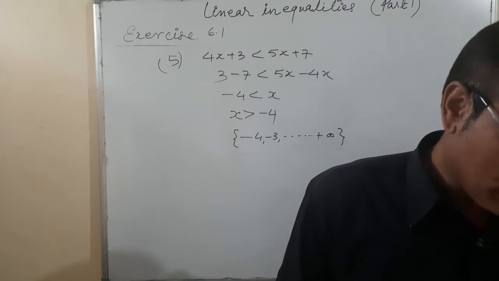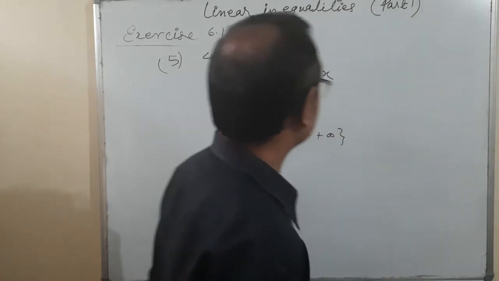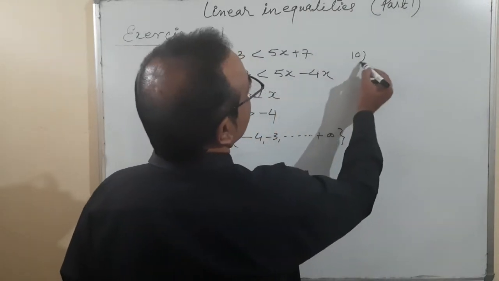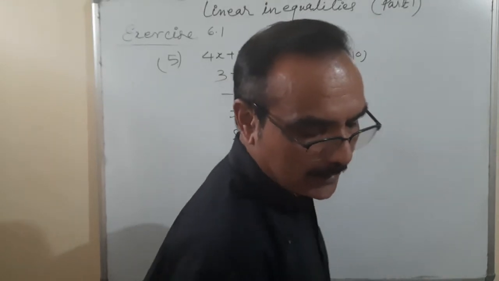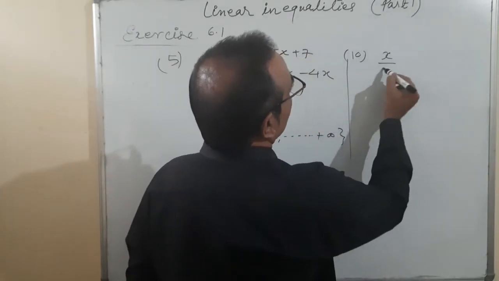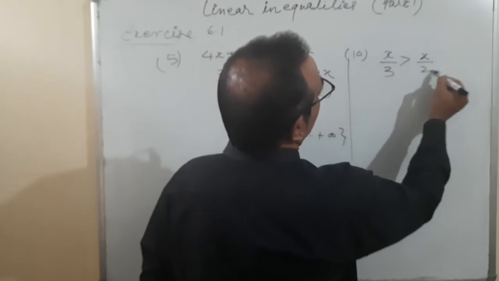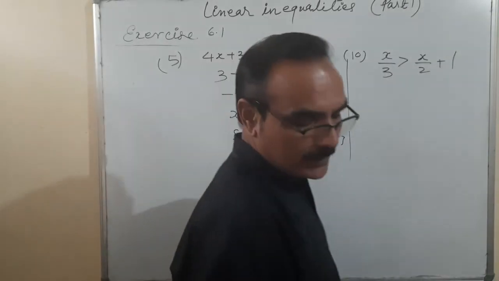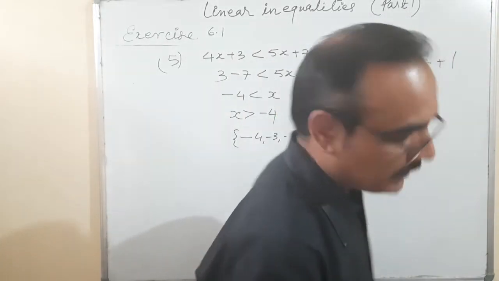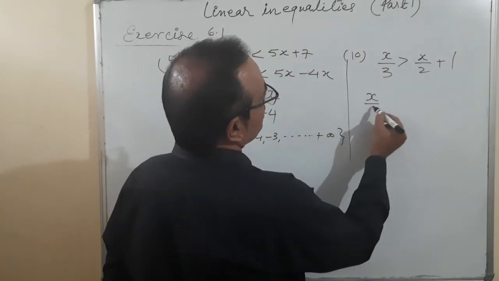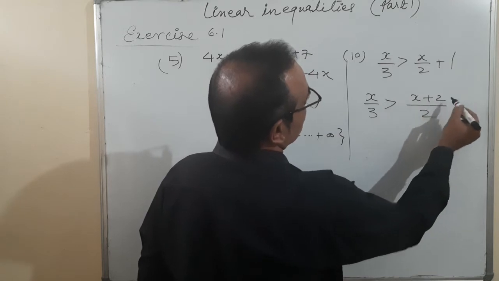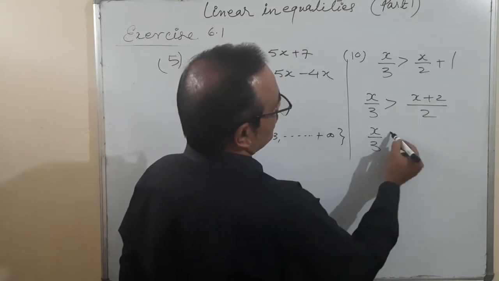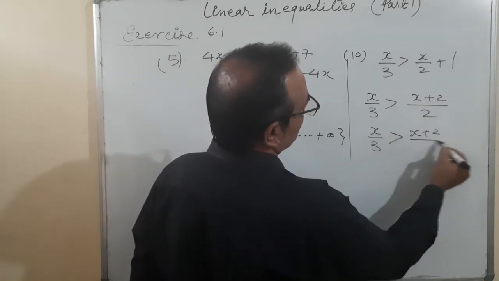One question I want to take: question number 10. The 10th question is x upon 3 is greater than x by 2 plus 1. How to solve it? We are separating x. The LCM is 2, so x upon 3 is greater than x plus 2 upon 2.